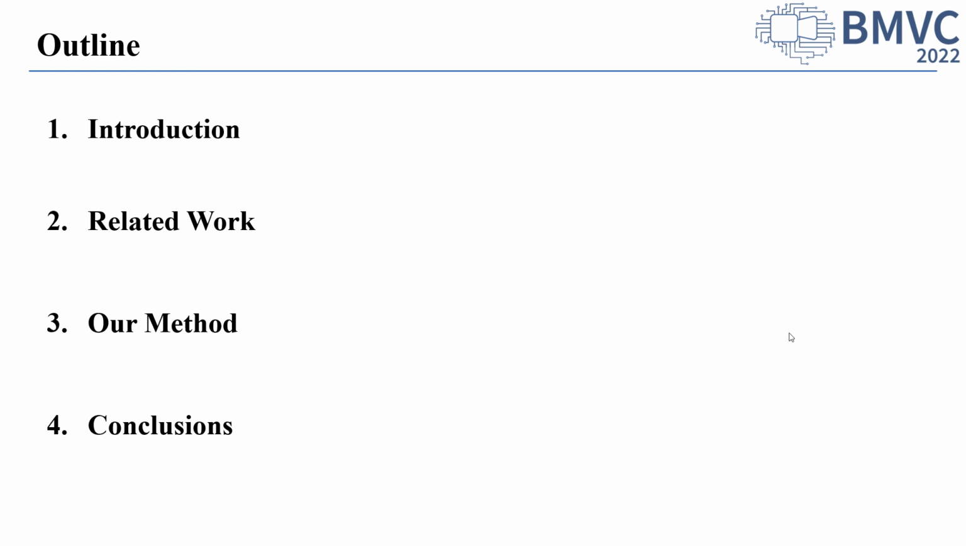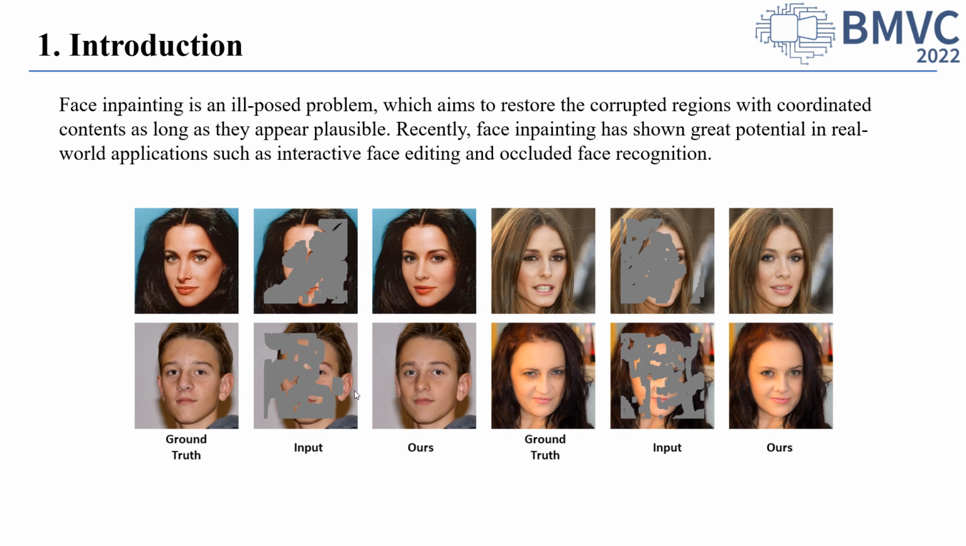This is the outline. It consists of 4 main chapters: Introduction, Related Work, Method and Conclusions. Now, let's start the first chapter.